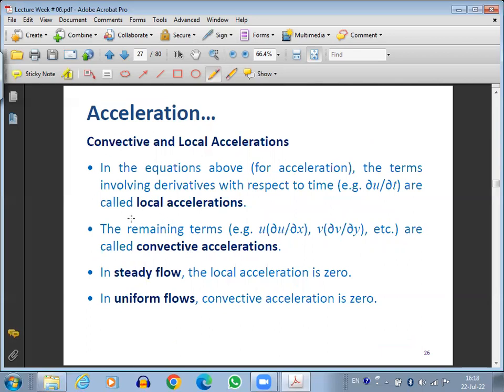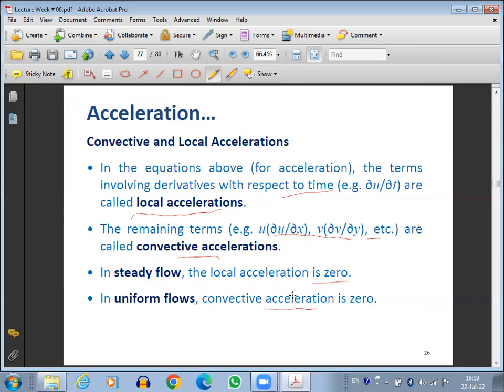So local acceleration, what is local acceleration? The terms involving derivative with respect to time. The remaining terms with respect to space is the convective acceleration. In steady flow, local acceleration is 0. In uniform flow, convective acceleration is 0. Uniform flow, there is no change with the space. So convective term will become 0. Okay.